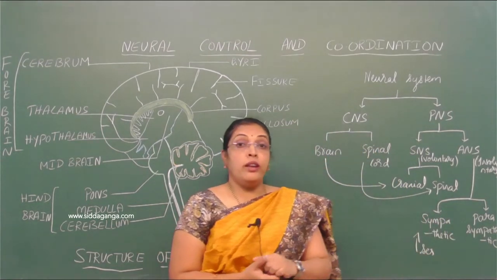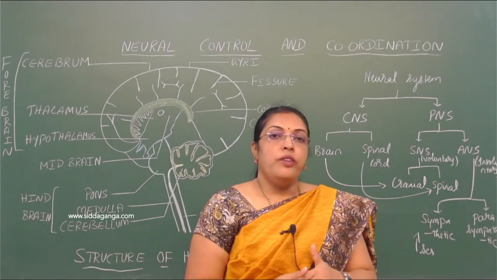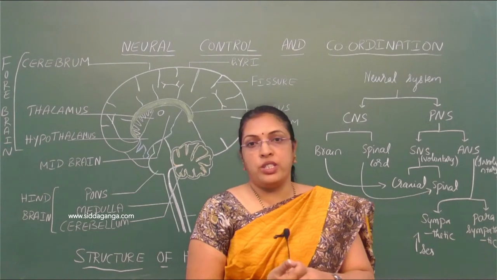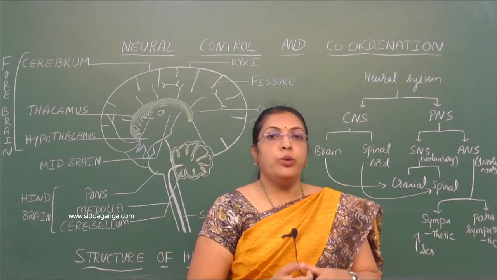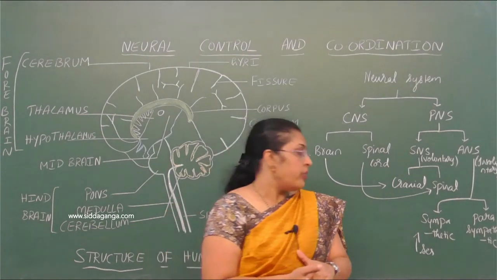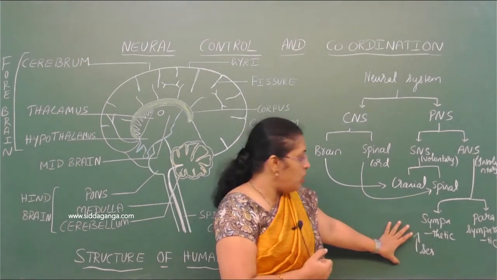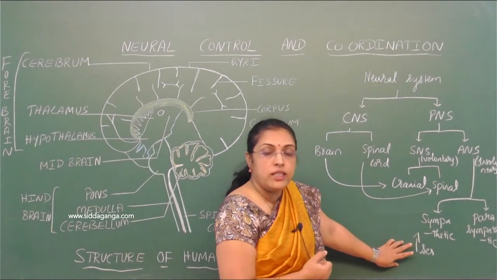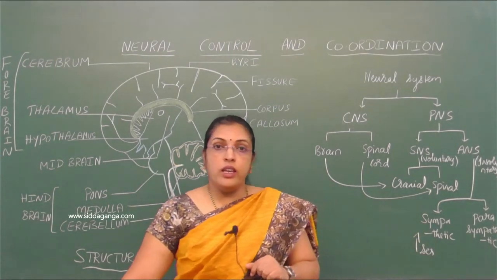Say we are running a race. When we run, we see that our heartbeat and also respiratory rate increase to meet the demand of oxygen required by the muscles. During that condition, the sympathetic nervous system does its function. It increases the functions of organs when demand increases.